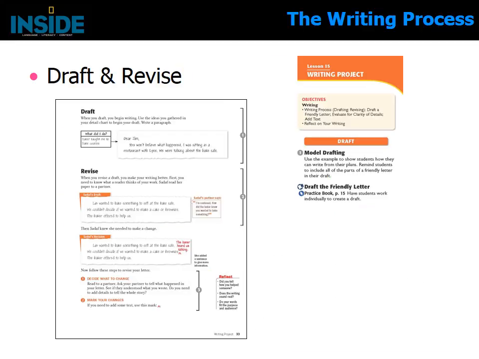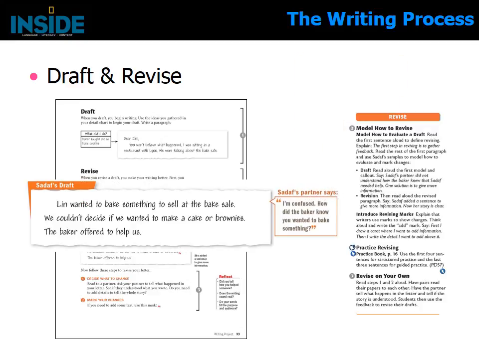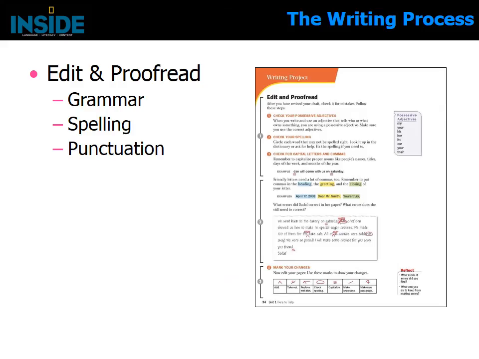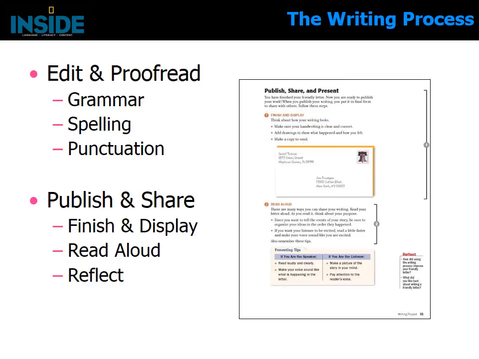Now students are ready to draft and revise their piece. Tips are provided in the margins to help students revise student models. And again, students have the opportunity to reflect. Once students have revised their piece, it's time to edit and proofread by checking their grammar, spelling, and punctuation. And finally, students are ready to publish and share their finished piece.